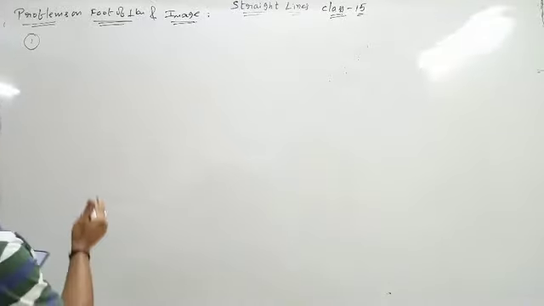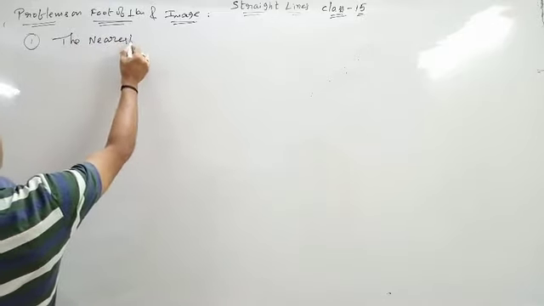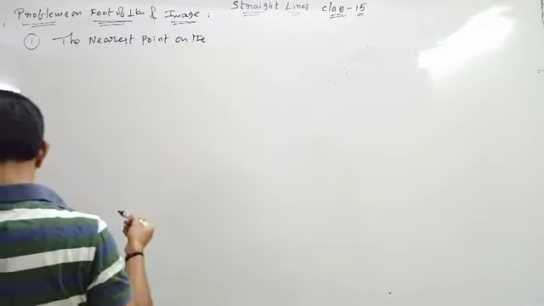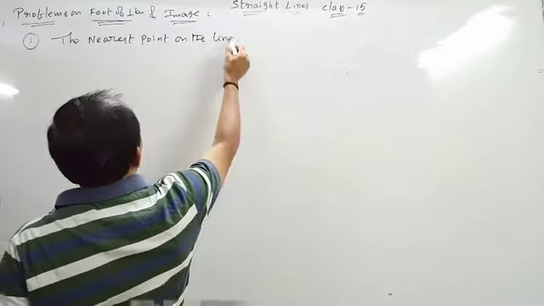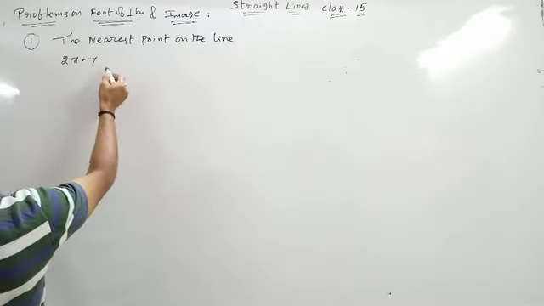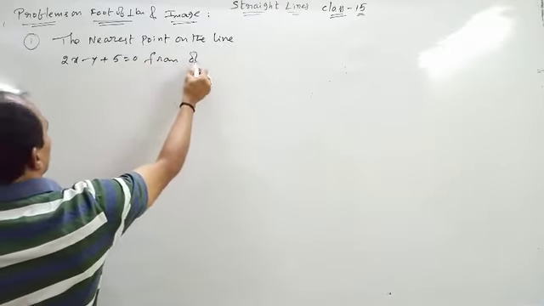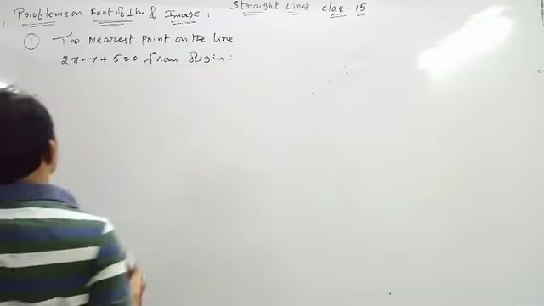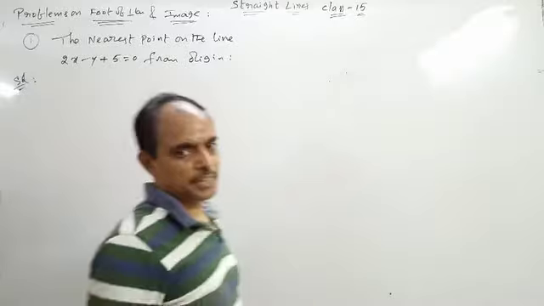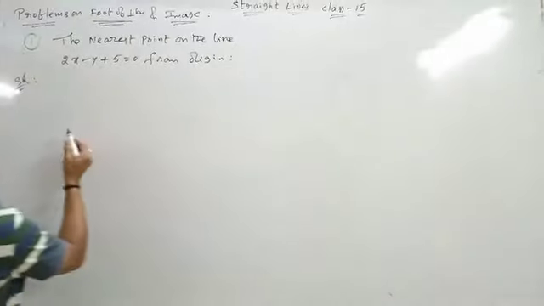The first one is the nearest point on the line 2x minus y plus 5 is equal to 0 from origin. So that is the question. So the nearest point on the line from origin. So there is a line.